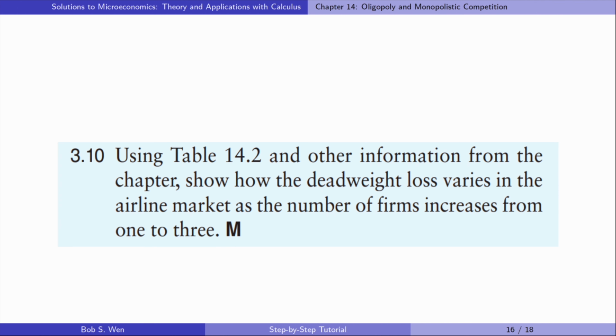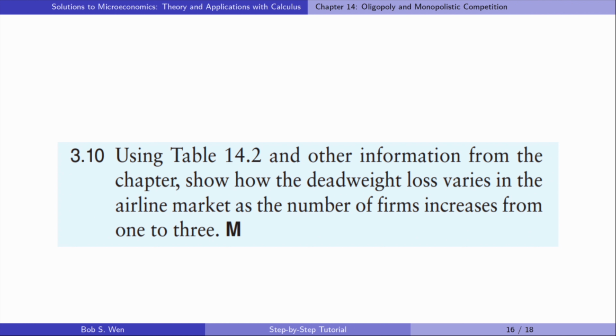Let's go to exercise 3.10. Using table 14.2 and other information from the chapter, show how the deadweight loss varies in the airline market as the number of firms increases from 1 to 3.